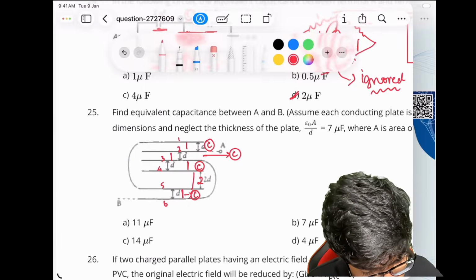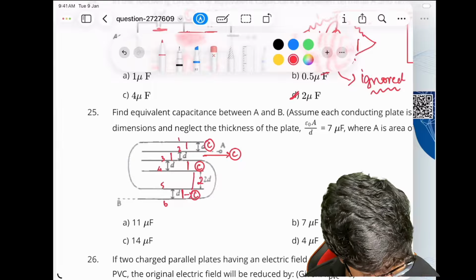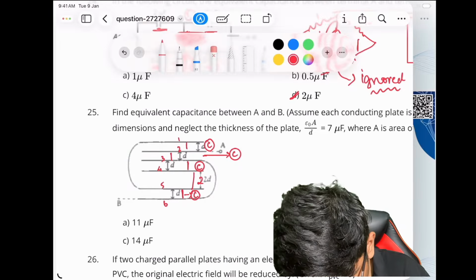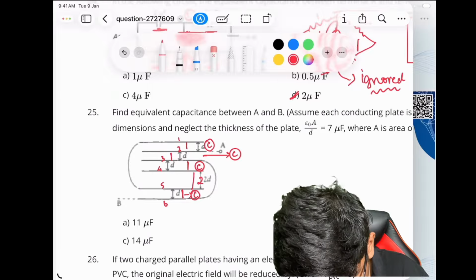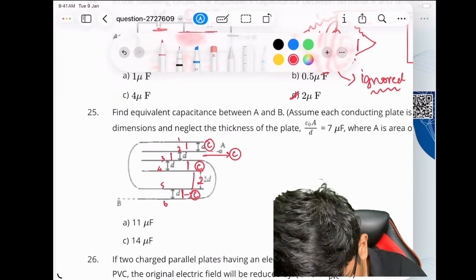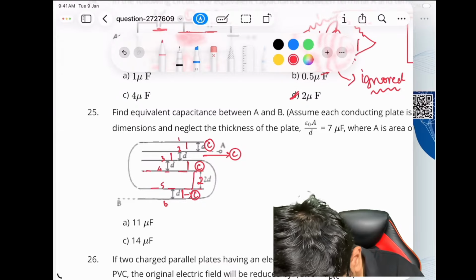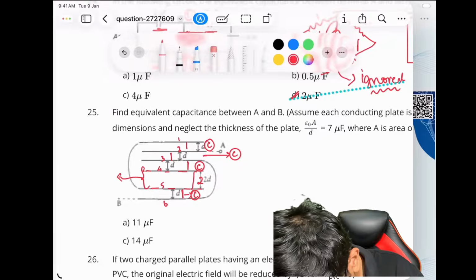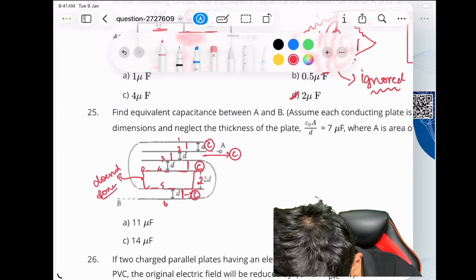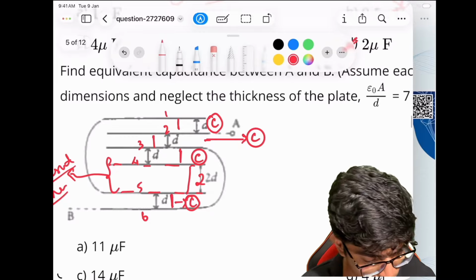Now, if you look here, within the same conductor, okay, within the same conductor, there is a gap here. So this one does not form a capacitor. I hope this is clear.